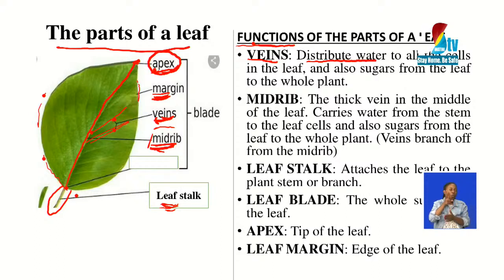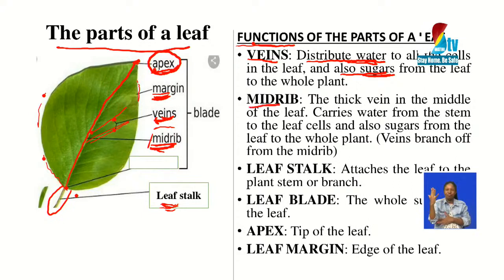They distribute water to all the cells in the leaf, which means the leaf has cells, but we can't see them with our naked eyes. These veins distribute water to all the cells found in the leaf, and also sugars from the leaf to all the parts of a plant, which means the leaf manufactures food for the plant. This food is then taken through the veins to all parts of a plant.